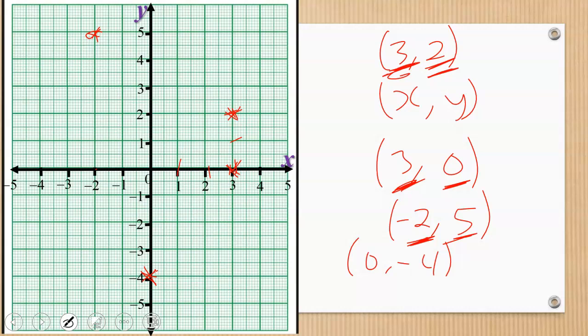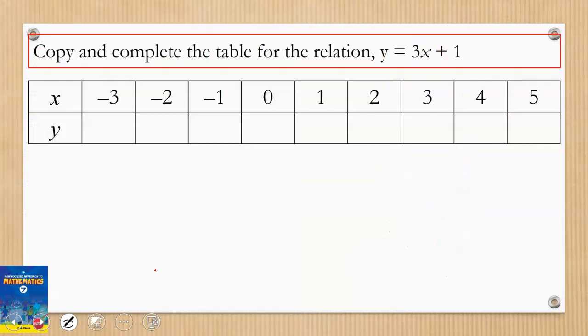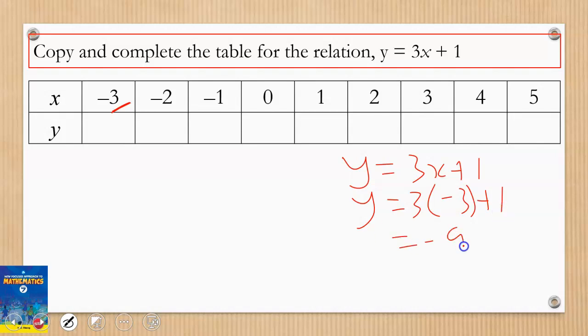Now let's use this idea to solve questions. Let's say you are asked to copy and complete the table for the relation y equals 3x plus 1. What will you do? This is like what we did earlier on the relation, that is mapping. So the mapping is that if I have the value of x to be -3, what will be the value of y? And the relation is given as 3x plus 1. So if I want to know the y value, I put -3 there, and then I get my answer as -9 plus 1, and that will give me -8. So I can put -8 over here.